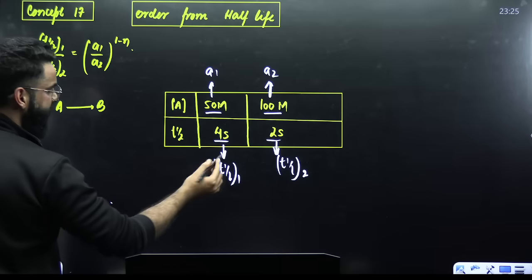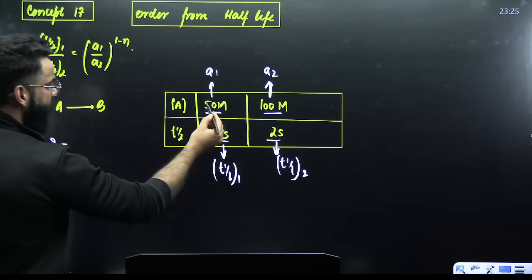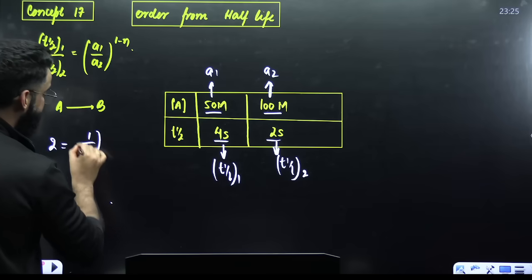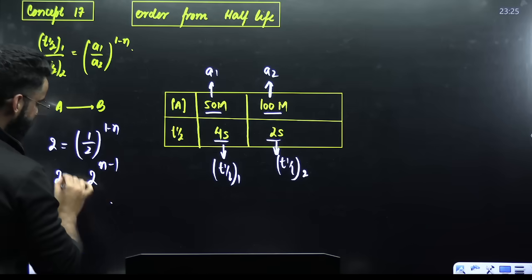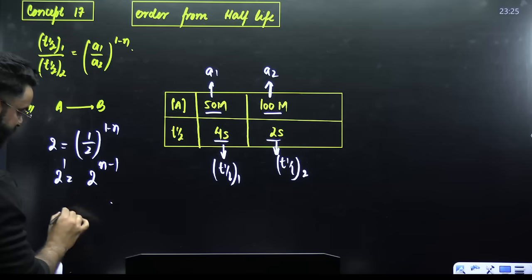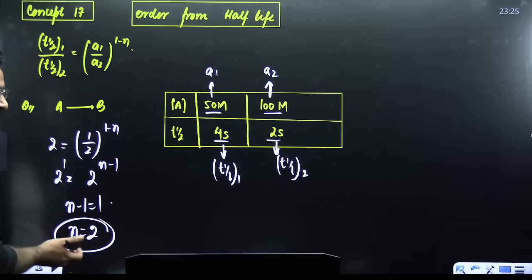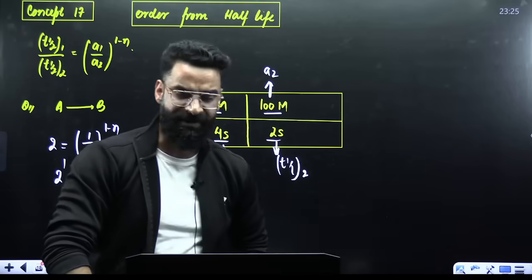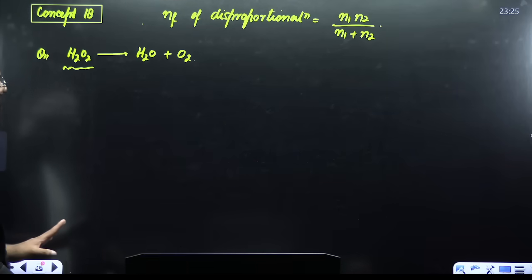Now T half 1 divided by T half 2, 4 by 2 is 2, right? A1 by A2 is 1 by 2, whole raised to the power 1 minus n. So I can write 2 is equal to 2 raised to the power n minus 1. So 2 raised to 1 is equal to 2 raised to the power n minus 1. That means n minus 1 is equal to 1. So I can say n value is equal to 2. N was the order of the reaction. Pretty much simple.